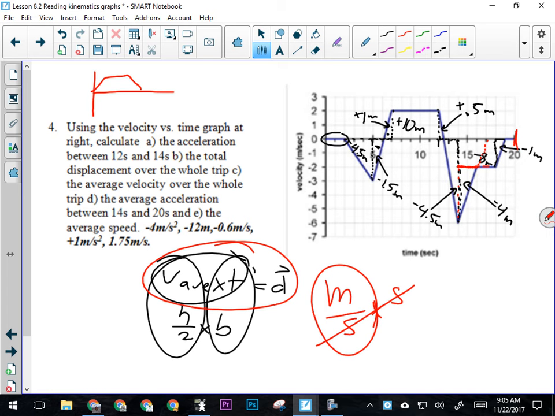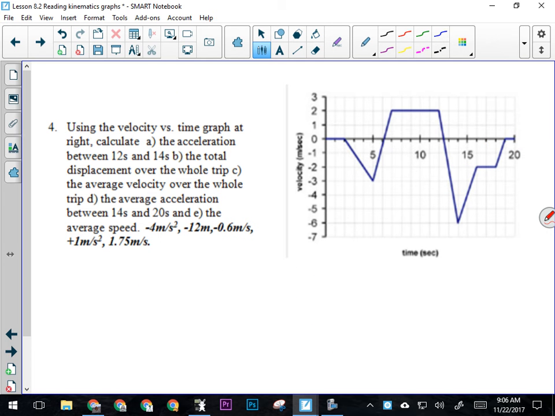The whole trip took 20 seconds. So I take my negative 12 meters, divide by 20 seconds, and I've got my velocity over the whole trip, which should be negative 0.6 meters per second. Just v equals d over t. And then the average acceleration between 14 and 20 seconds. All right, so I'm going to take this stuff off of here now. So between 14 and 20.